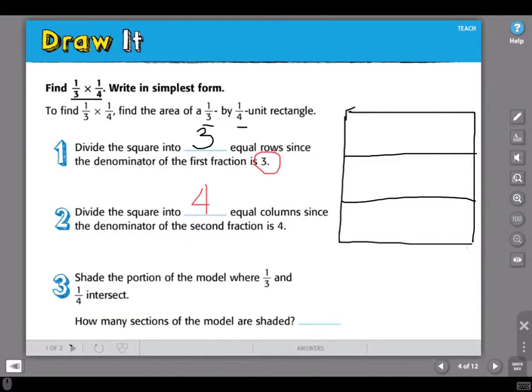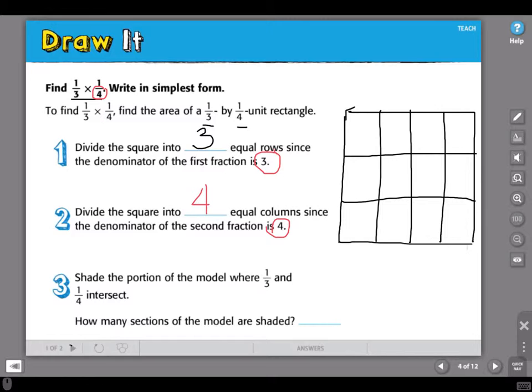My next step is to divide the square into 4 equal columns. How do I know 4? Because the denominator of our second fraction is 4. So now I divide this into 4 equal columns. Now my model is ready.